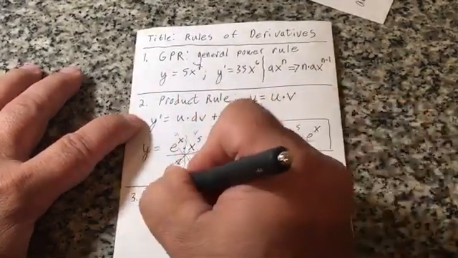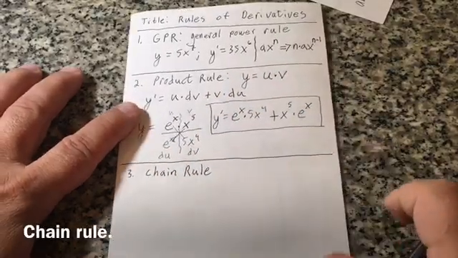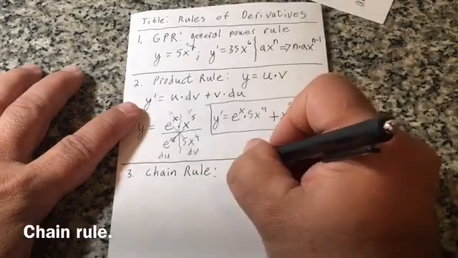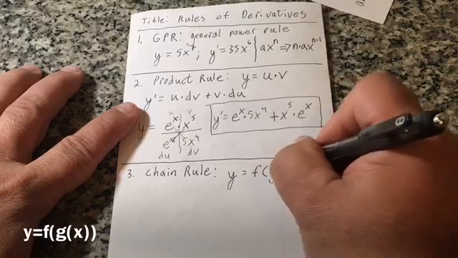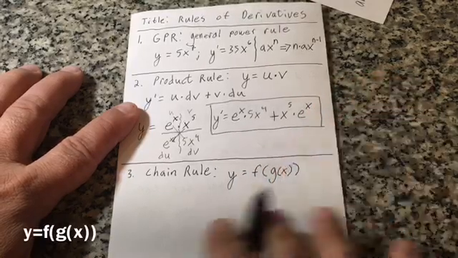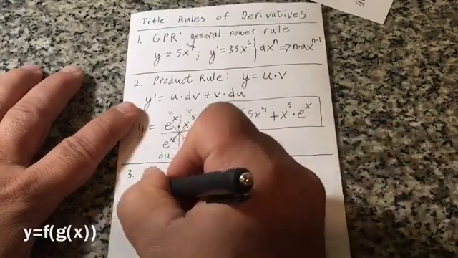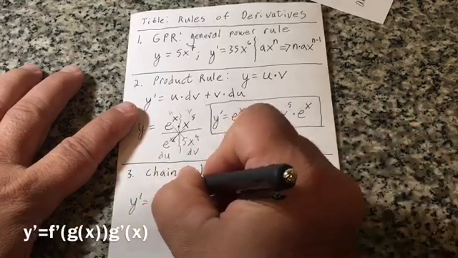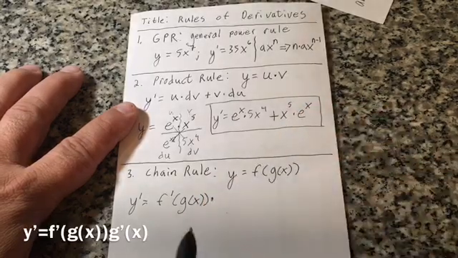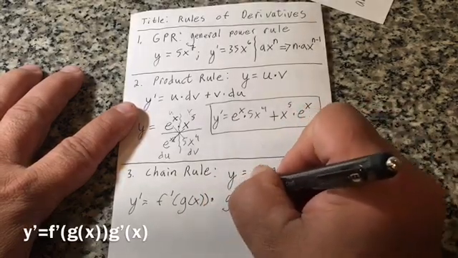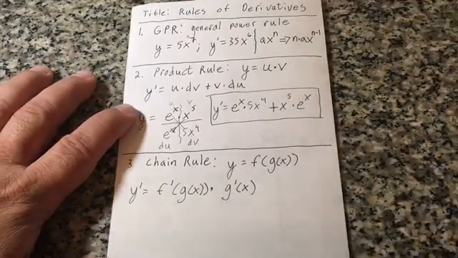Third one is called the chain rule. The chain rule, that's where you have a function inside of a function. So if y equals f of g of x, what we do is we take the derivative of the outside and then multiply it by the derivative of the inside. So the derivative of the function would equal f prime of the same function times the derivative of the guts, g prime of x. This one is way easier to do with an example than it is to do with the note.